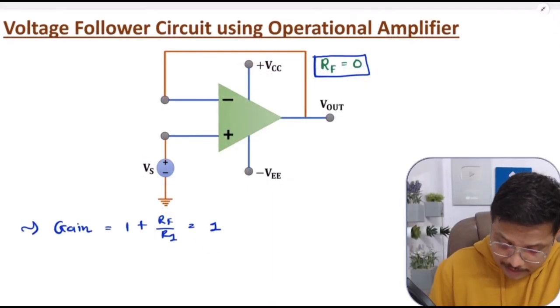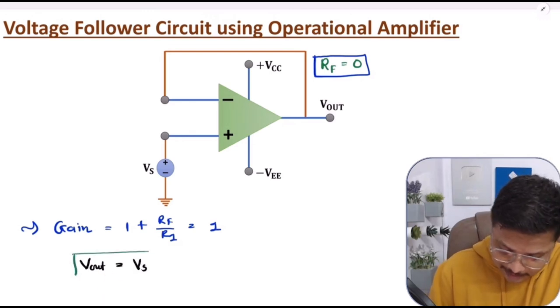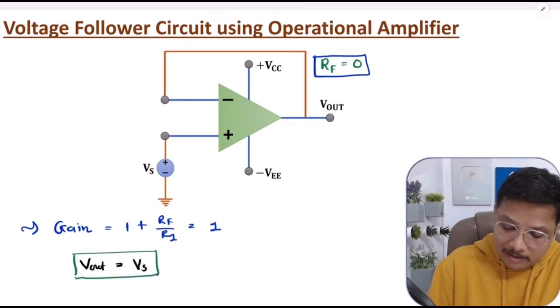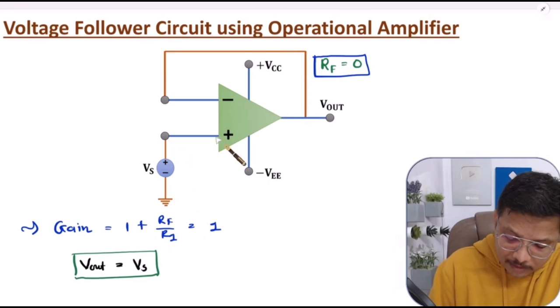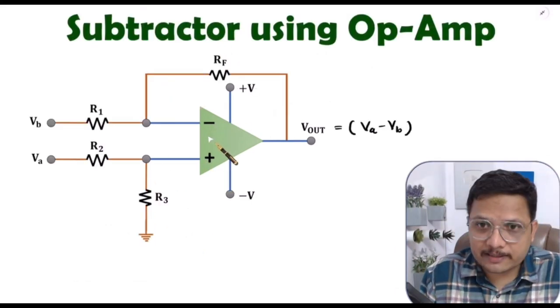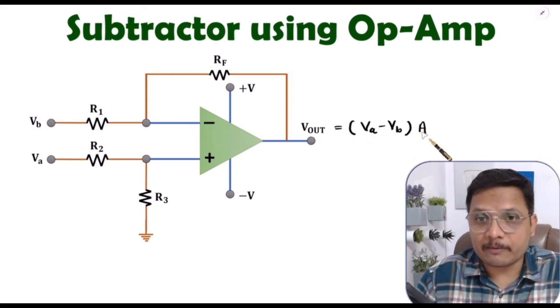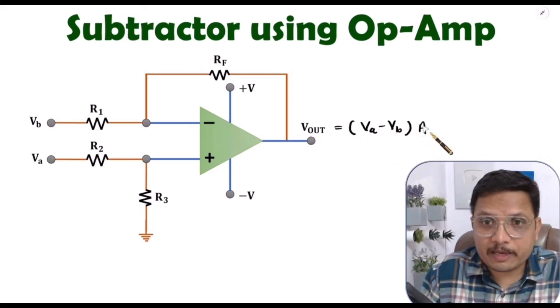If gain is 1, then you can say output is equal to input. Input is Vs over here. So simply you can say this is a voltage follower circuit where RF resistance is 0 in negative feedback and input is given to the non-inverting terminal, right? As I have told you, the same circuit can be used as a difference amplifier. If you want to use this circuit as a difference amplifier, then output will be difference into amplification factor A. If your circuit is functioning as a subtractor, then this gain should be equal to 1.